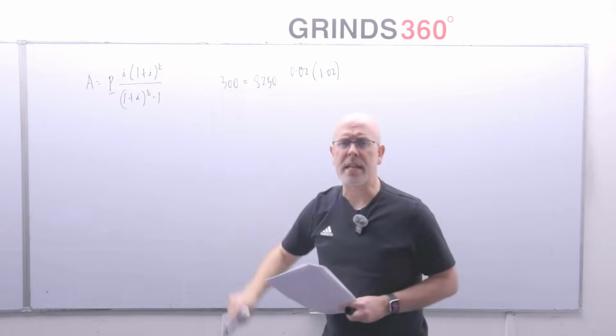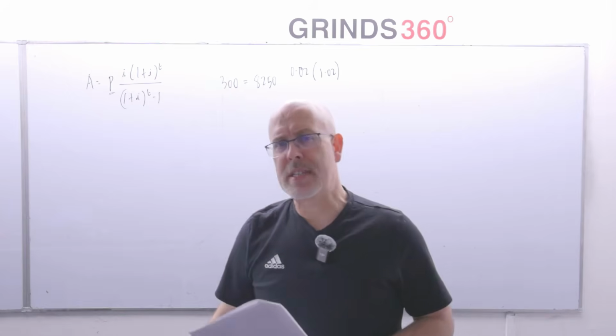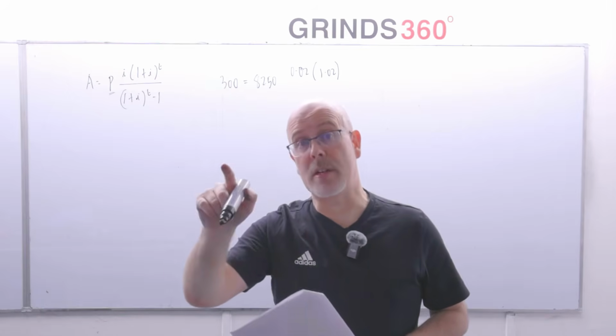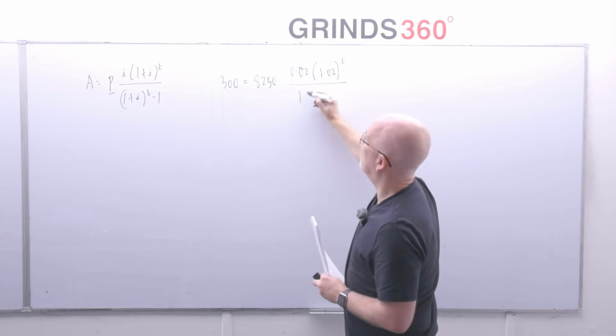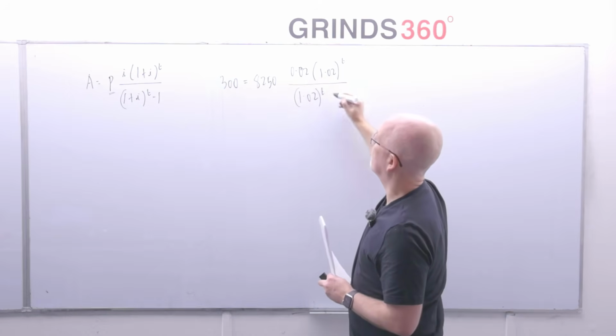Okay, do I know what T is? No. That's what I'm looking to find, isn't it? T is the time it's going to take to pay it back. So that's going to stay as a T. Okay, 1.02 to the power of T minus 1.